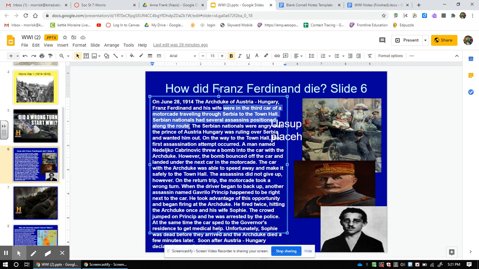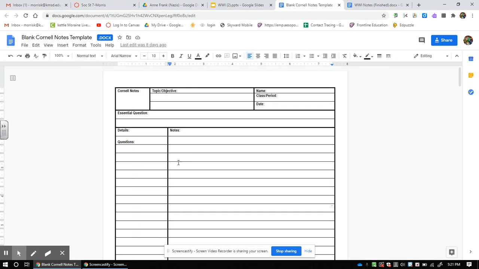So the who is Archduke of Austria-Hungary, Franz Ferdinand, and his wife. The what? They were in a third car of a motorcade traveling through Serbia to the town hall. Serbian nationals had several assassins positioned along the route. So we have our who up here, and now we have our what, which starts right here and goes to here. Make sure you type that into your notes.